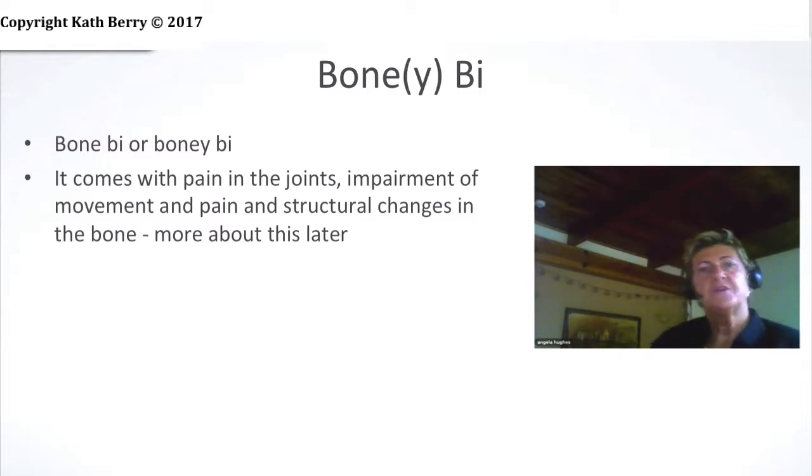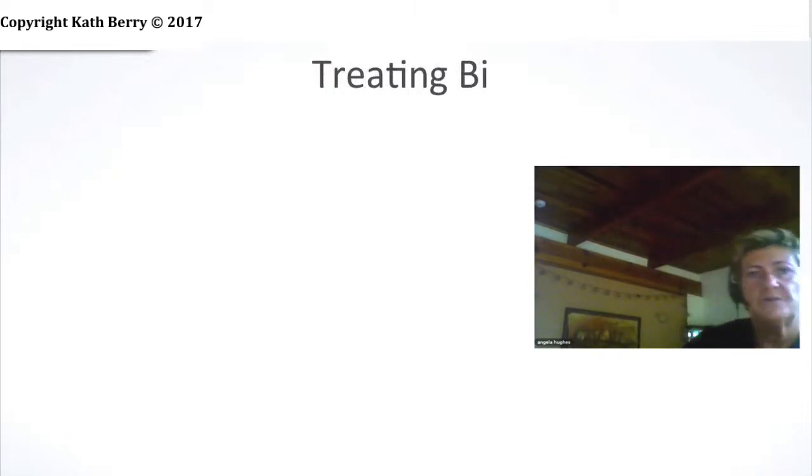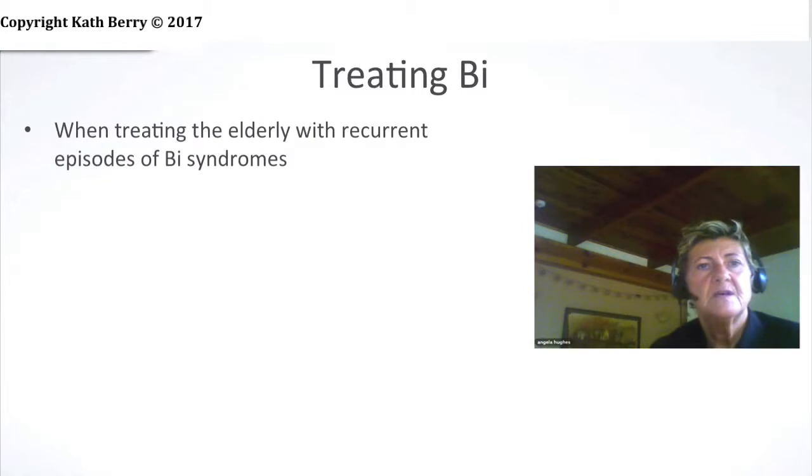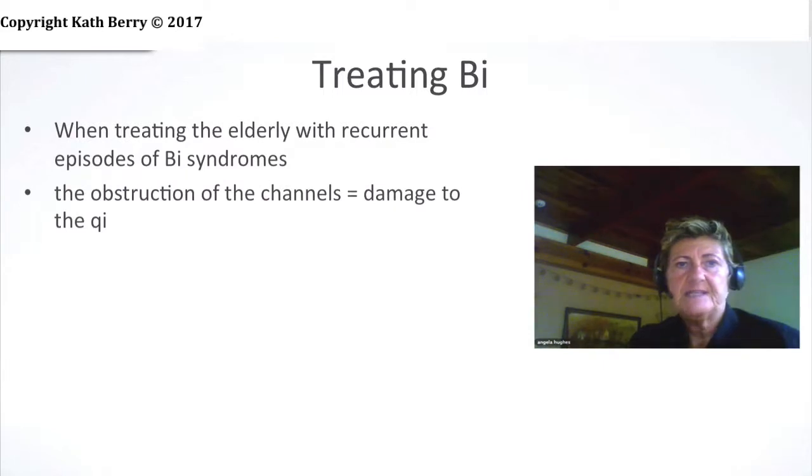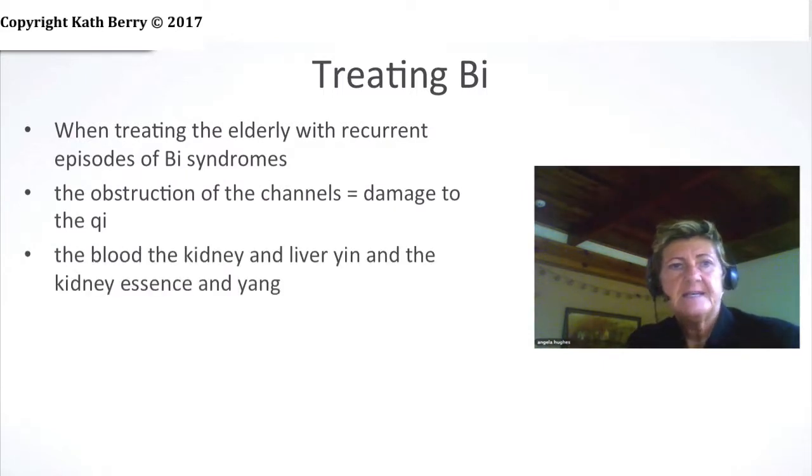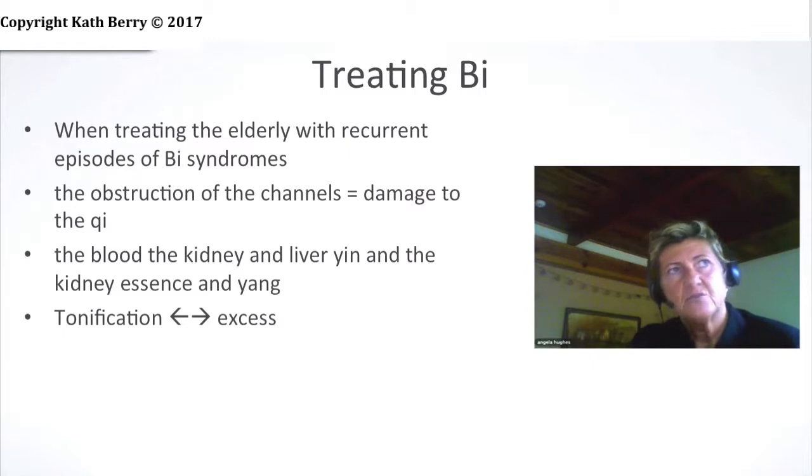When treating, for example, the elderly with recurrent episodes of Bi syndromes, the obstruction of the channels will probably have already done damage to the qi, the blood, the kidney and liver yin, and the kidney essence. It's essential that with all pathologies within this population to focus more on tonification than excess. This is particular to an older population.